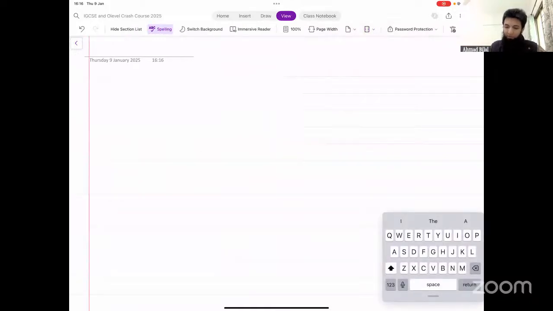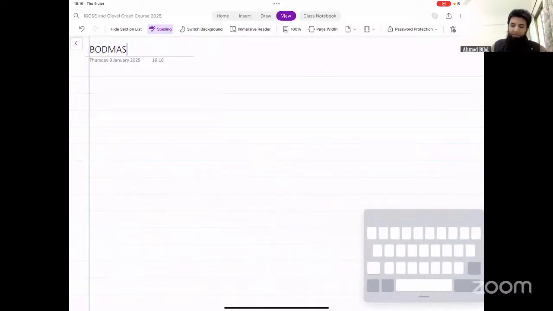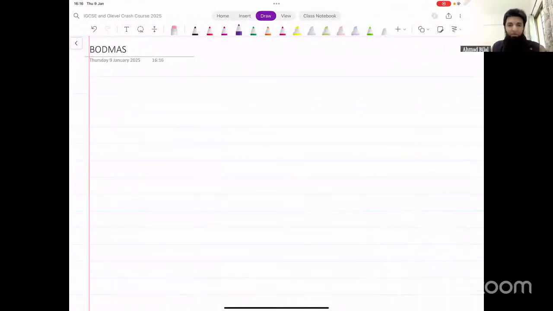So first of all, this is a major thing. BODMAS, let's discuss this very quickly, because a lot of people end up making careless mistakes when they're adding, subtracting, dividing, multiplying numbers because they're not careful about these rules. So let's start with this.